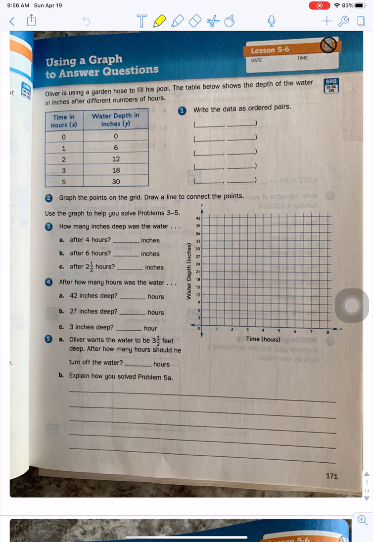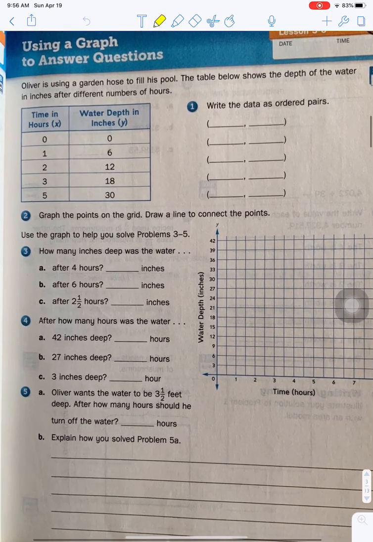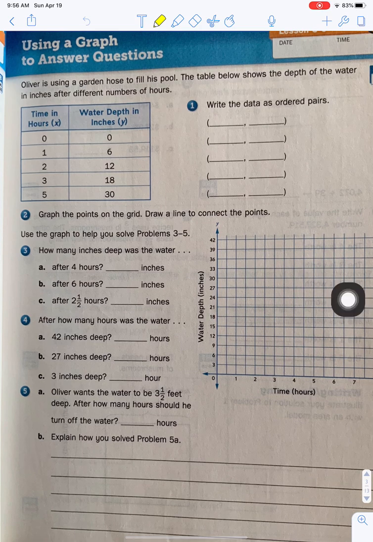For today's lesson, you'll need Math Journal page 171 and 172. So we'll get started with reading up at the top. It says, Oliver is using a garden hose to fill his pool. The table below shows the depth of water in inches after different numbers of hours. So I want you to picture yourself filling up a pool in your yard.